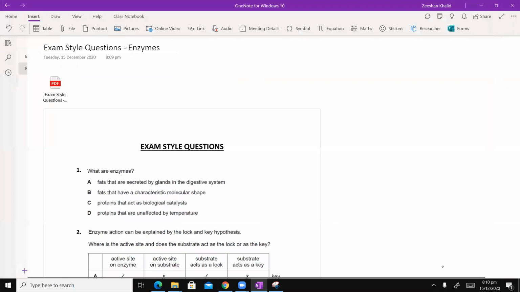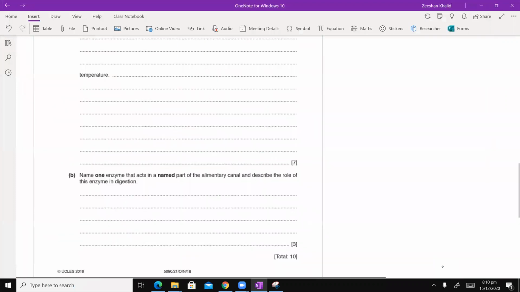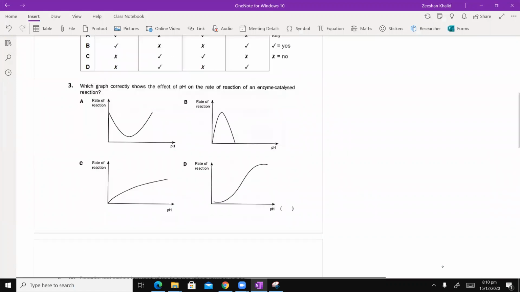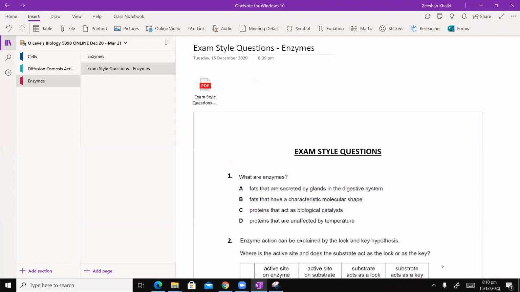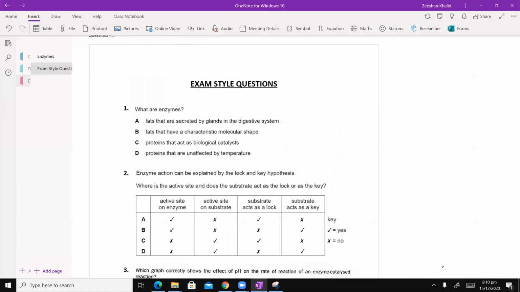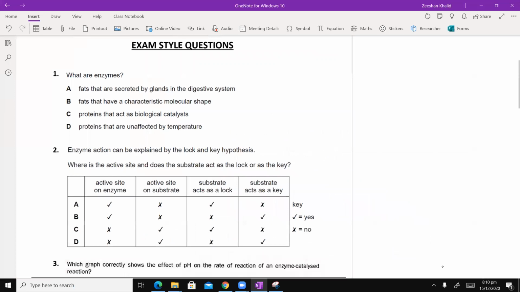Chale ji bachcho, inshallah, let's begin with this. So I have few MCQs, only 3 of them, and then I have a theory question that is worth 10 marks. Okay. All right. Okay, so the first question goes something like the following. What are enzymes? Okay, let's go through all of the options and see.